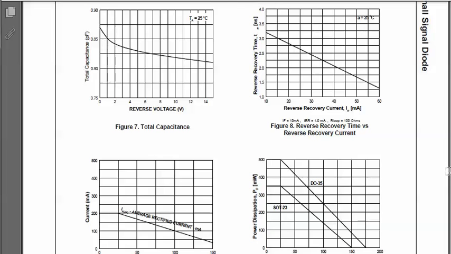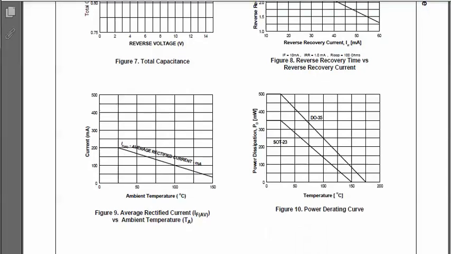So notice that depending on how much current was flowing through the diode, the time it takes for the diode to recover changes. So the more forward current that you have, the quicker it can actually switch off. So at 60 milliamps forward current, looks like it can turn off in about 1.25 nanoseconds. But if you're only at 10 milliamps, when you go to try to turn off, it'll take you 3.25 nanoseconds.